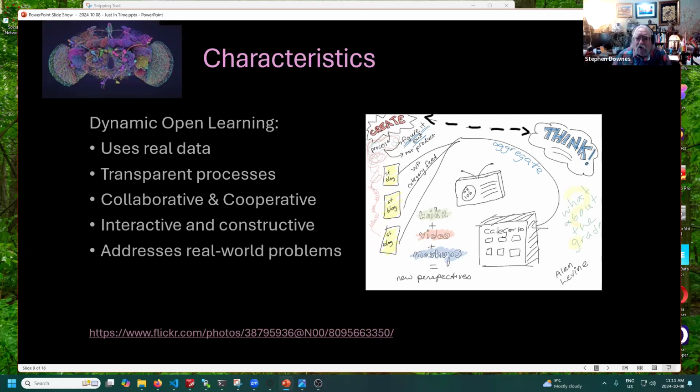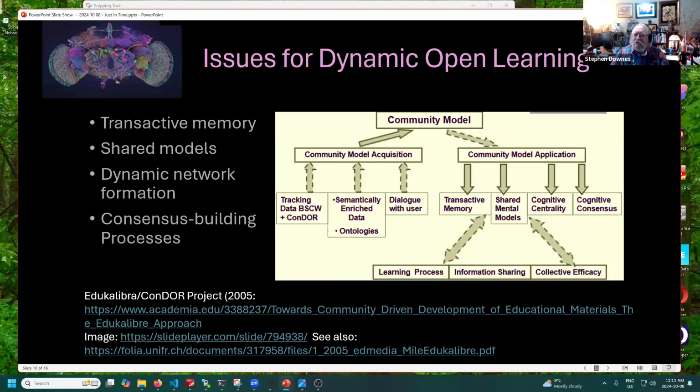Now, this is hard. It's really hard, and that's probably why we haven't seen very much in the way of open dynamic learning. It's really hard because it's hard to set up the data. It's hard to set up the interaction with the community. It's hard to do the conversation, the coming to conclusions, etc.